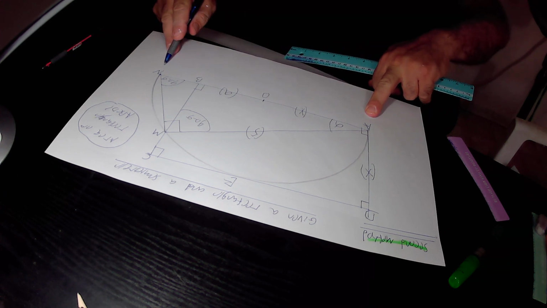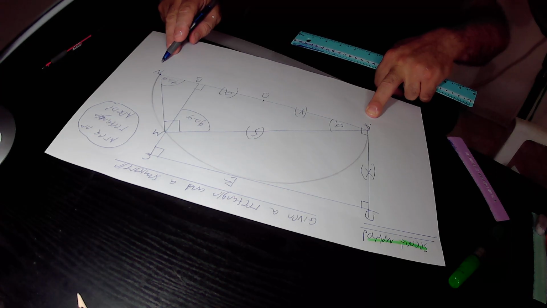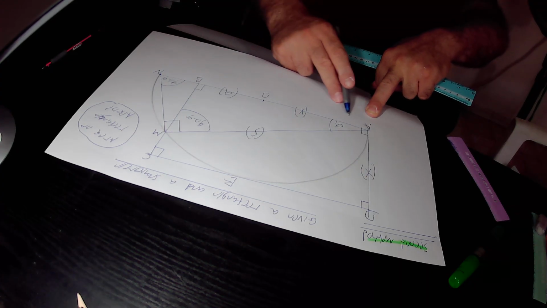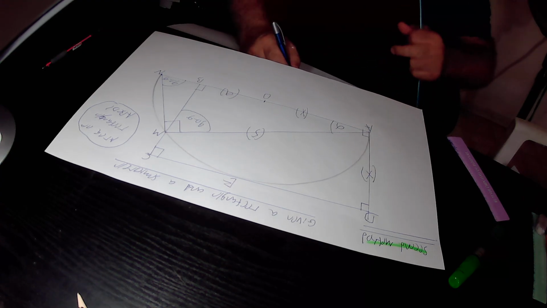AN is the diameter of the semicircle. The radius of the semicircle is x. Therefore, the diameter must be twice as big as the radius. The radius is x, therefore the diameter must be equal to 2x. So AN equals 2x units in its length.